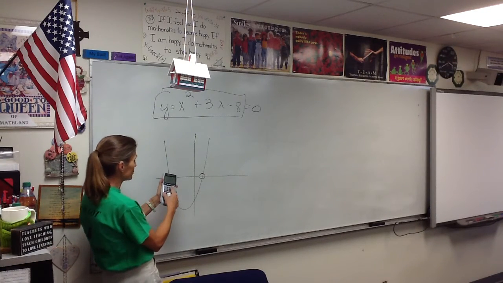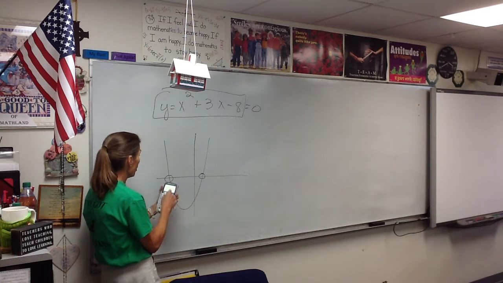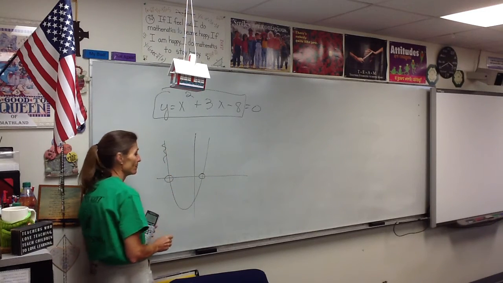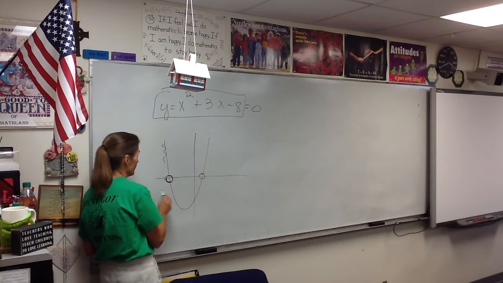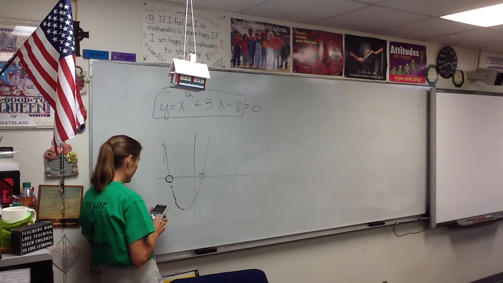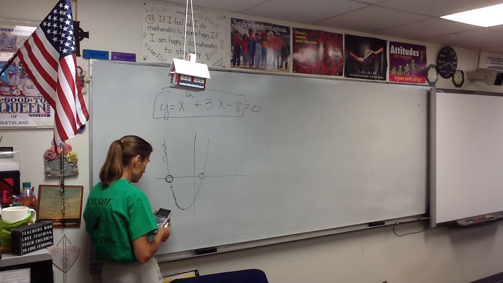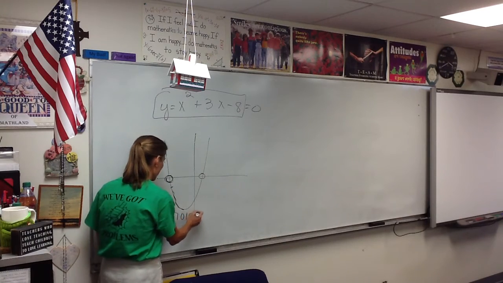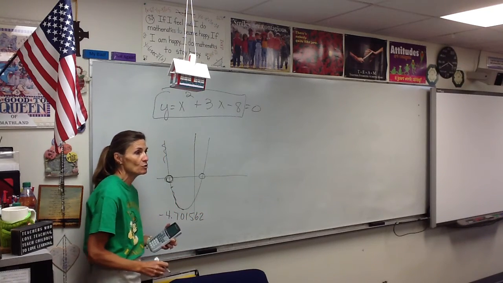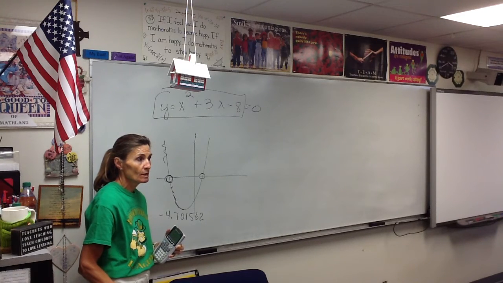Move the cursor using your arrow buttons so that it is over here somewhere. You're looking for this point. This is the left. This is the right. And then I'm going to put it between there. I got -4.701562. That's exactly what you should have gotten. Anybody confirm?